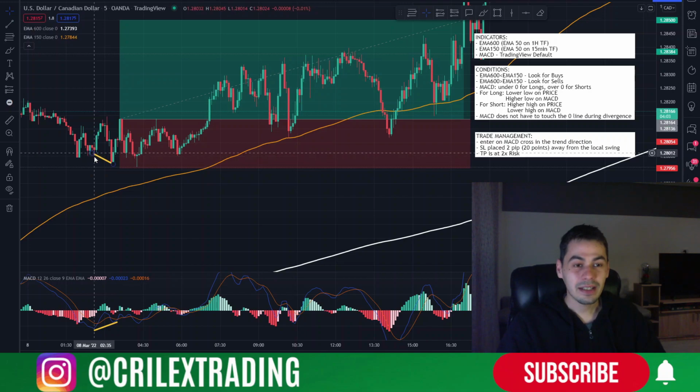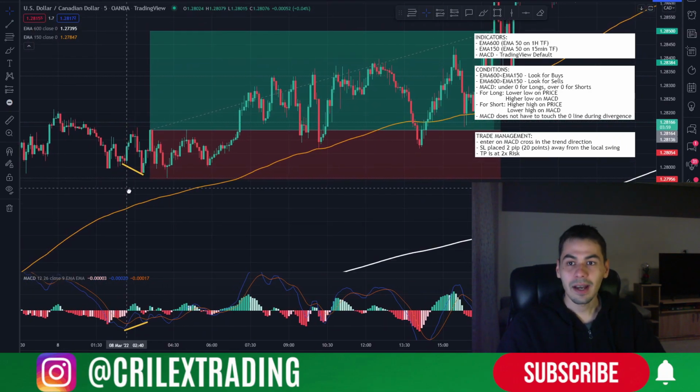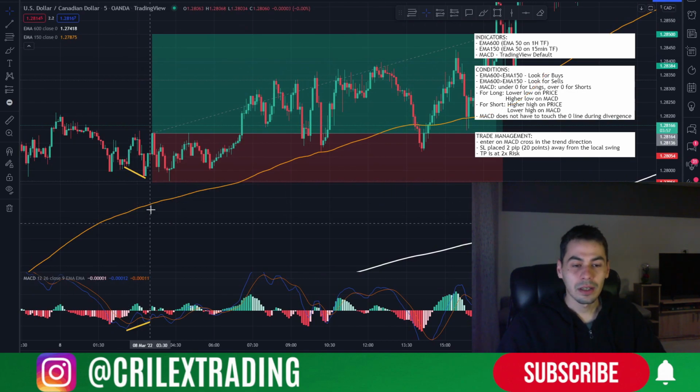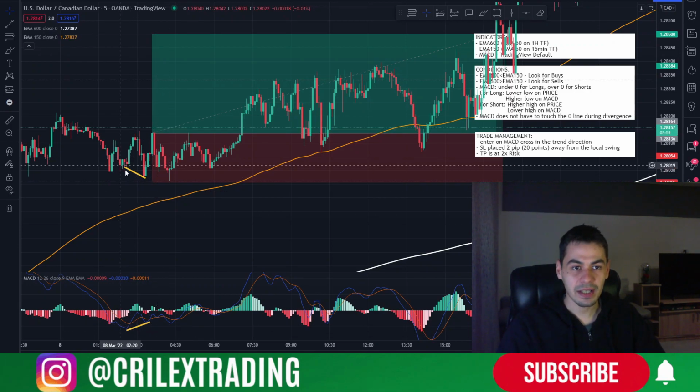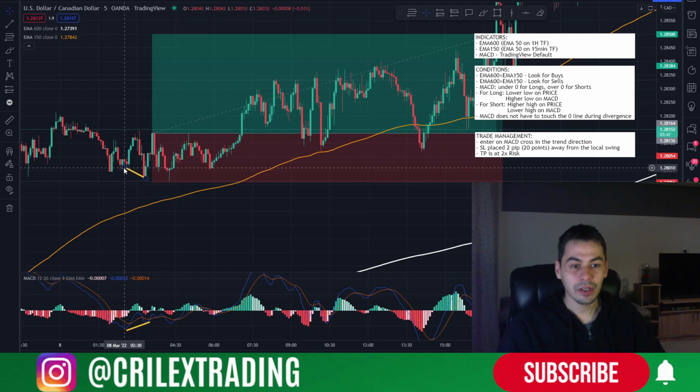So in this case, we are looking for buys, so that condition is met. Now we will have to look if the MACD is under the 0 line, which it is. Now we will have to look for the divergence, and as you can see, from this low to this low, we have a lower low on the price, but a higher low on the indicator.